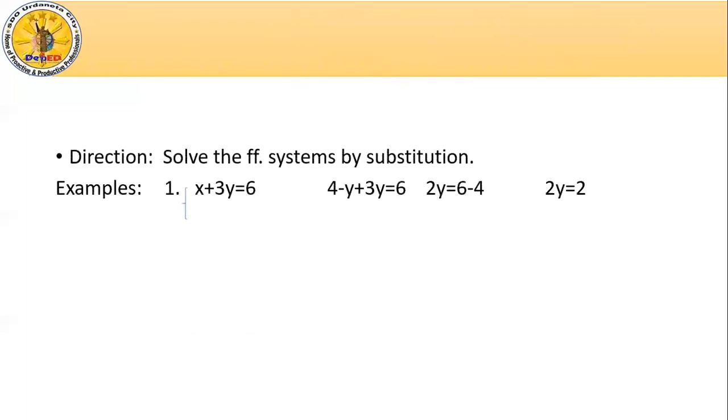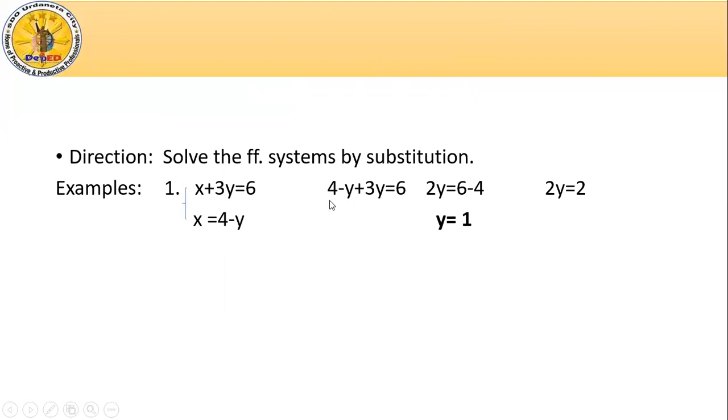For activity 2, you are going to solve the following systems by substitution. In here, for example, x plus 3y equals 6 and x equals 4 minus y. So there is already a value for x. You are just going to substitute this instead of using x in the first equation. So instead of x, we use 4 minus y. Then you will just copy plus 3y equals 6.